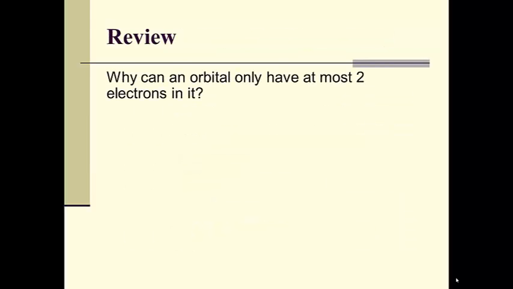And the review question: why can an orbital only have 2 electrons in it at most?